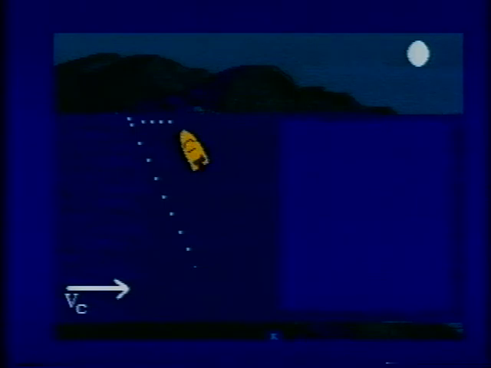Looking at the motion in still water, it would look like that, and now if we turn the motor of the boat off, the boat would simply ride with the current like that. Both motions together would look like this.